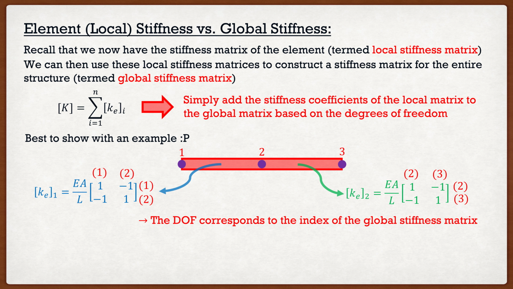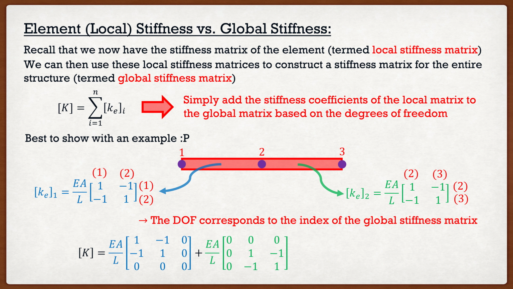Now you guys may be saying, Clayton, what exactly do you mean by that? Well, if we look at this structure as a whole, it has 3 degrees of freedom. Therefore, our global stiffness matrix is going to be a 3 by 3 matrix. What we're going to do is take the indices of our local stiffness matrix and substitute them into our global stiffness matrix. So K here is going to be EA, and then the matrix 1, negative 1, 0, negative 1, 1, 0, and 0, 0, 0, which corresponds to that first element, plus EA divided by L, 0, 0, 0, 0, 1, negative 1, 0, negative 1, and 1, which corresponds to our second element.